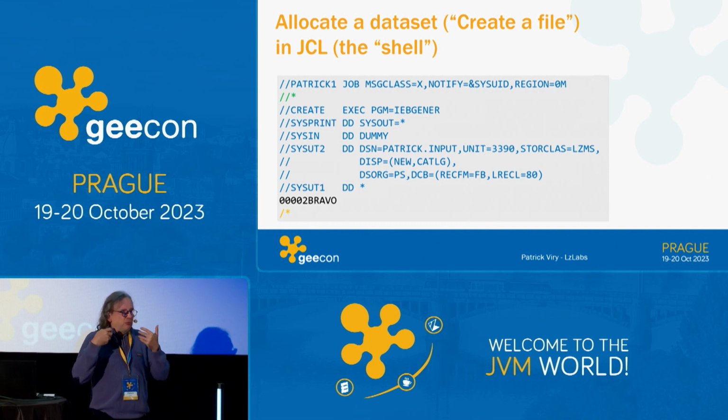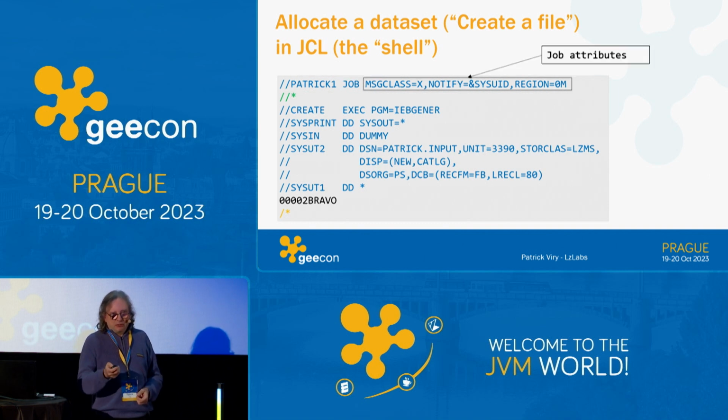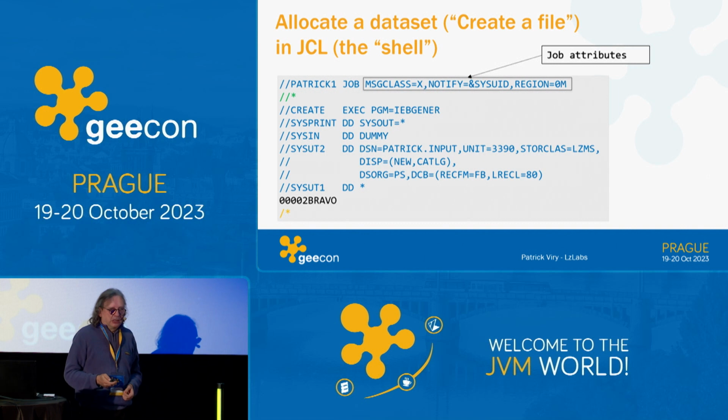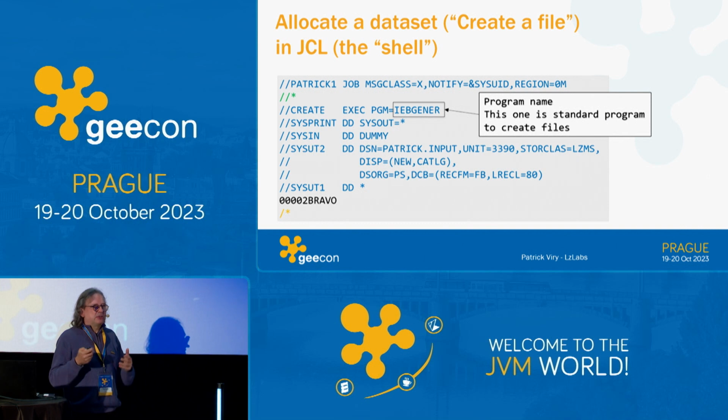It's the only way to run a program on the mainframe. So a job has a name. It has a number of attributes. I don't even know what they mean. And it has a number of steps. This one has just one step, but you can have several steps. That's the name of the step. And each step runs a program. This is the name of the program.